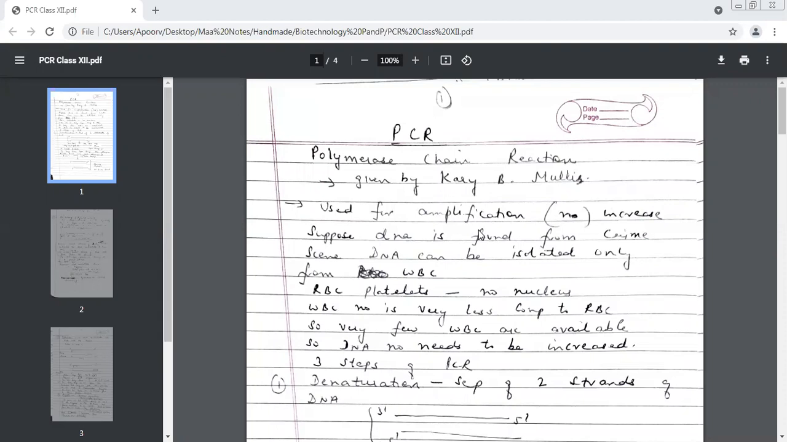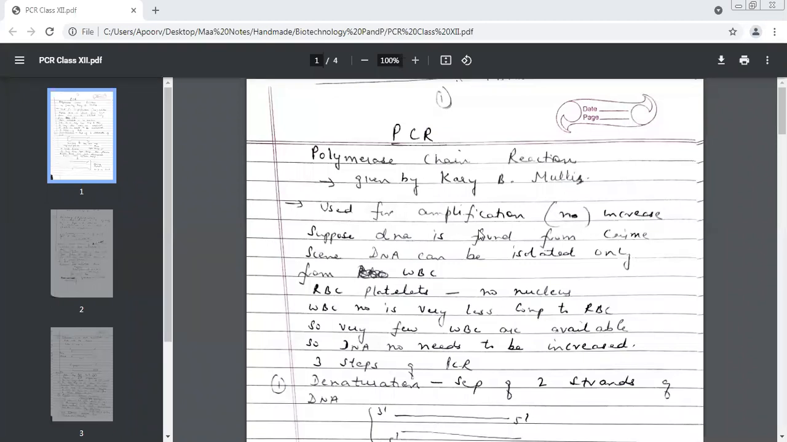Today we'll start with PCR, another very important topic in the chapter biotechnology. What is the full form of PCR? Any idea? Polymerase chain reaction. Very good. It is polymerase chain reaction, PCR.